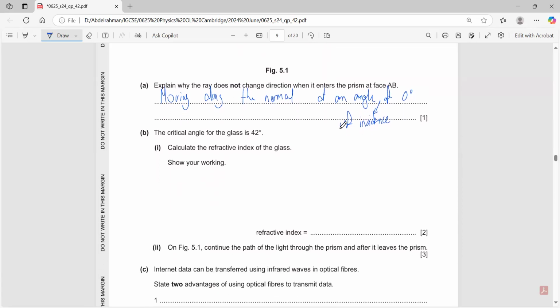The critical angle for glass is 42. Can I find the refractive index? n equals 1 over sine c. So basically 1 over sine 42. What is 1 over sine 42? 1.5. This is the refractive index.